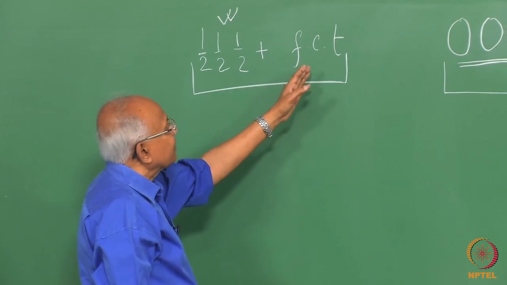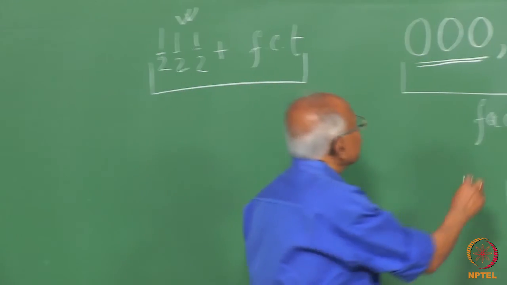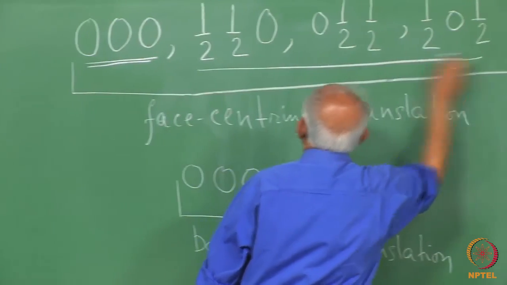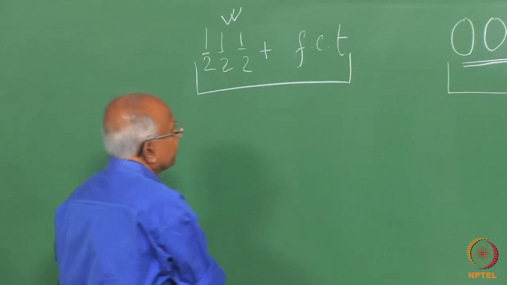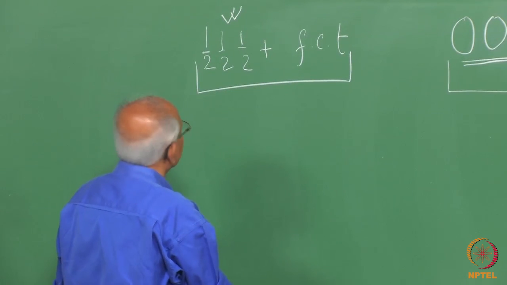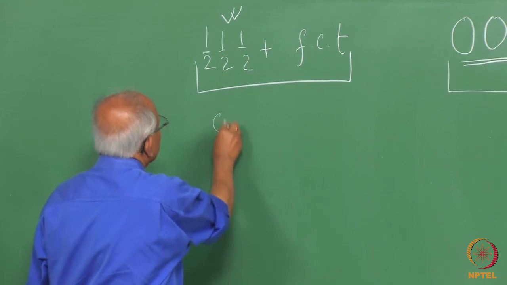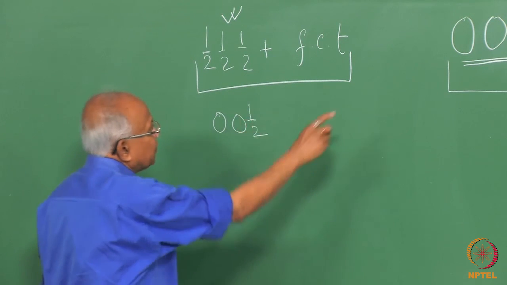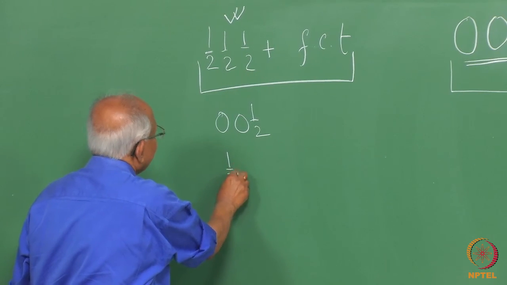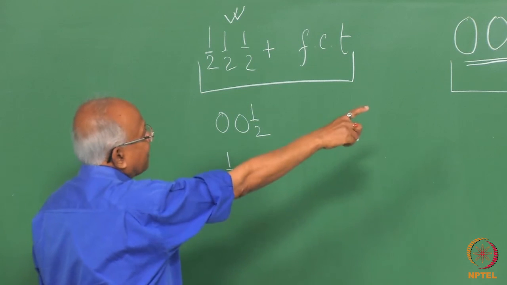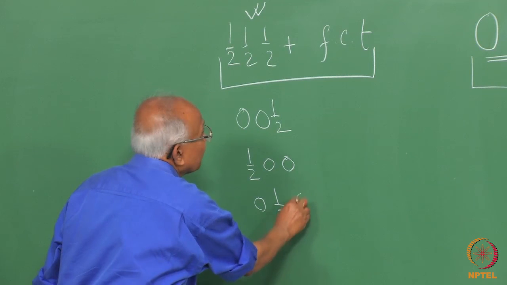So, face centering translations can be positive also, can be negative also. So, what we do is subtract these numbers from half, half, half, the central chlorine atom, and see what fractional indices we get. If we subtract half, half, 0, then it becomes 0, 0, half. If we subtract 0, half, half from this, it becomes half, 0, 0. If we subtract half, 0, half, then it becomes 0, half, 0.